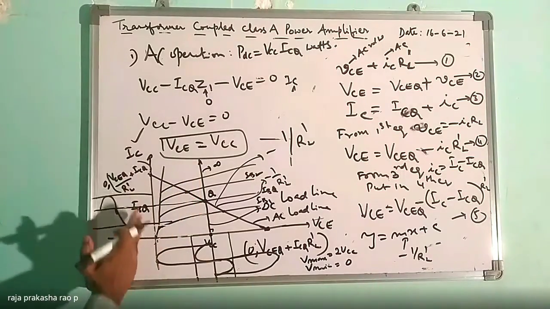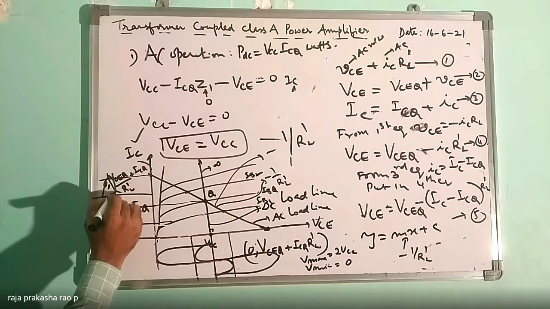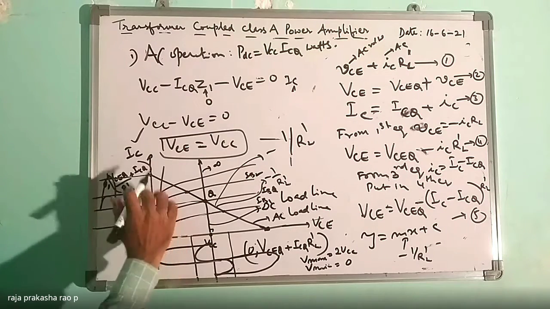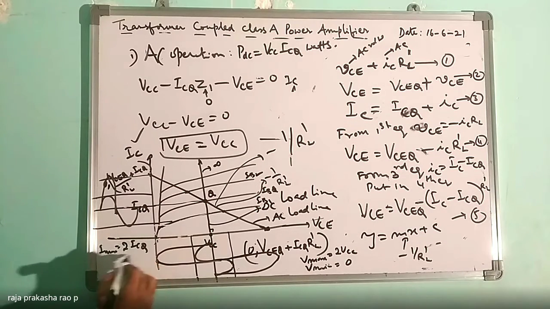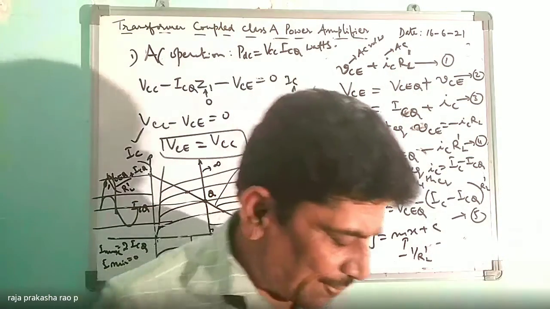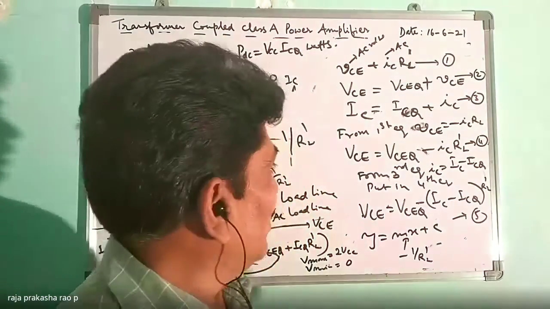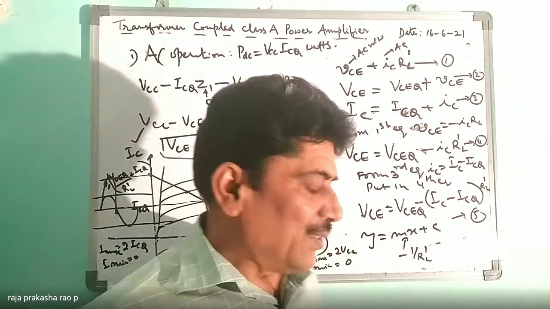In the case of current, the maximum swing will be, this is ICQ into 2. So I max is equal to 2 into ICQ and I min will be equal to 0. These things we will use for finding the maximum efficiency. All these things correspond to the primary of the transformer, you remember.